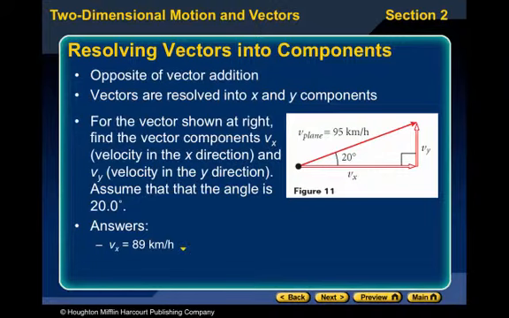So resolving vectors into their components is the opposite of vector addition. You're basically finding the two vectors that will add together to give you your resultant. For the vectors shown at right, find the vector components x and y.